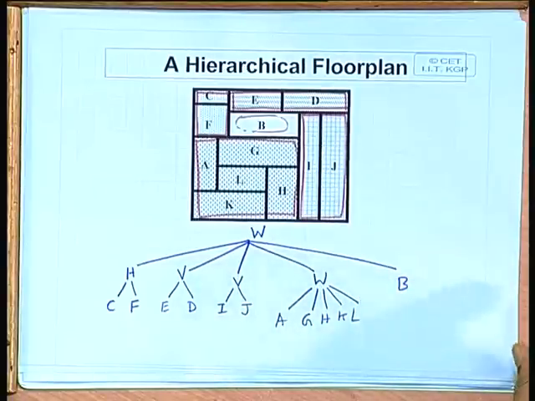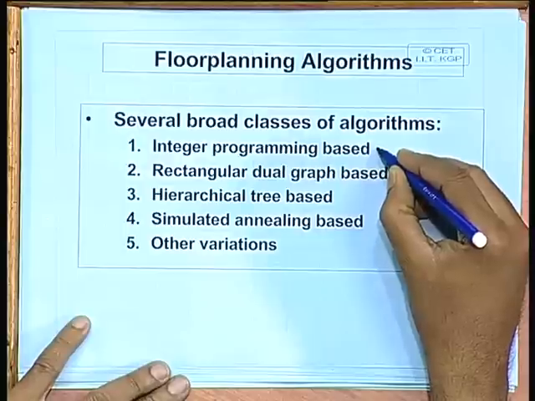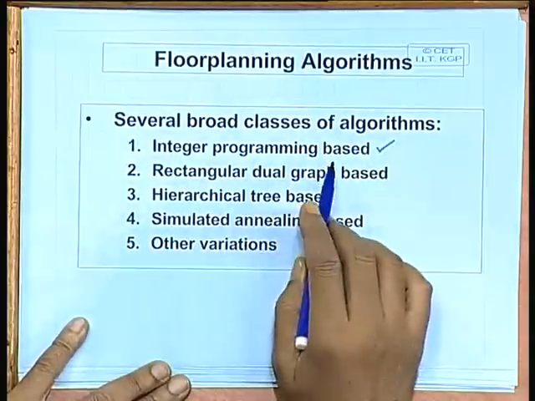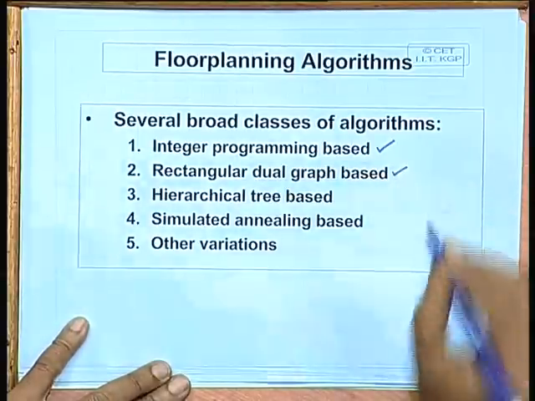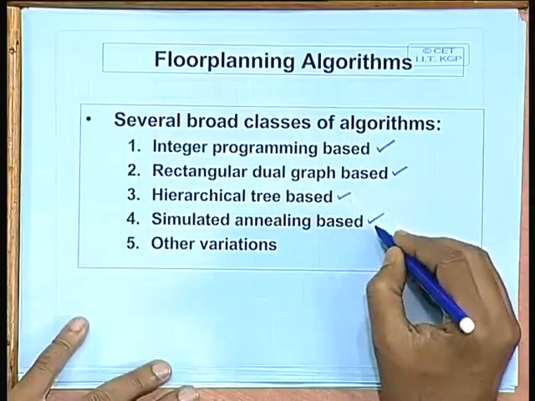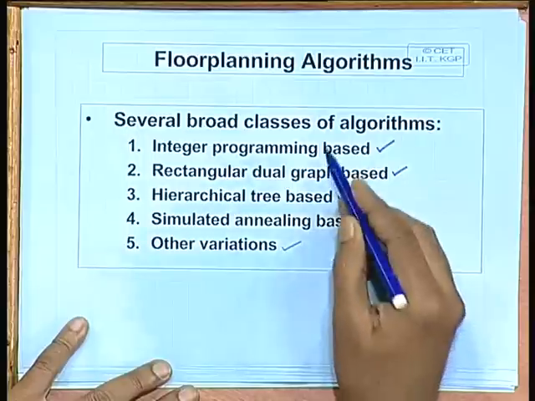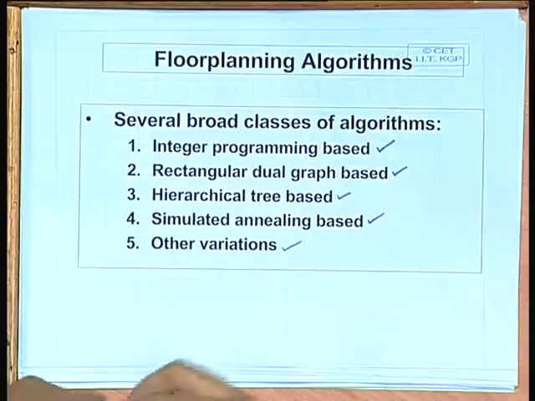Now we look at some of the algorithms that people have used to generate a floor plan from a given description of the blocks. There are a number of classes of algorithms which have been reported. Some of them I am showing here. Integer programming based approach is an interesting approach, which is based on a sound mathematical basis. Rectangular dual graph approach is another interesting approach, based on some graph theoretic concepts. Hierarchical tree based and simulated annealing are practical methods which are found to work better. You can have other variations like some combination of these, or genetic algorithm, etc. We will not be talking about the other algorithms. We will be just looking at the first 4.